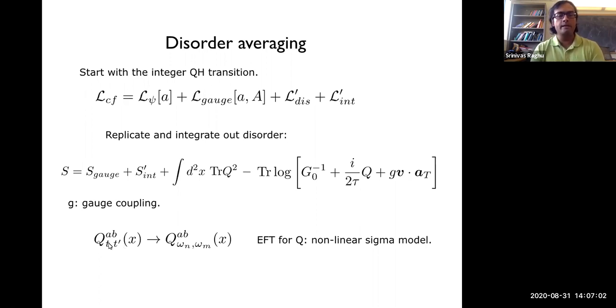Now, we can Wick rotate this theory into Euclidean space and put the system in a finite box of length 1 over temperature. Then the frequencies would be discrete. These are the so-called Matsubara frequencies, and they act as row and column indices for this matrix Q. So this is some complicated matrix, with replica and Matsubara indices, but it lives in 2 plus 0 dimensional space. And the effective field theory for Q is going to be some nonlinear sigma model.